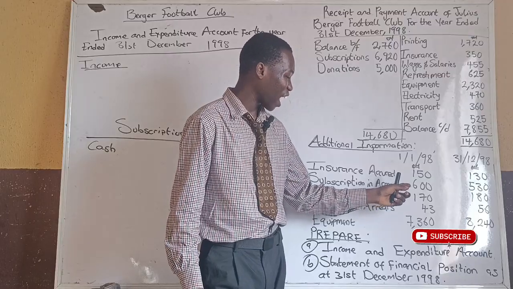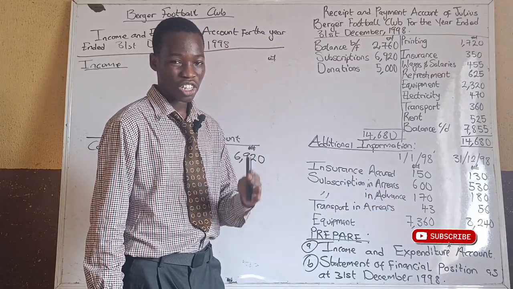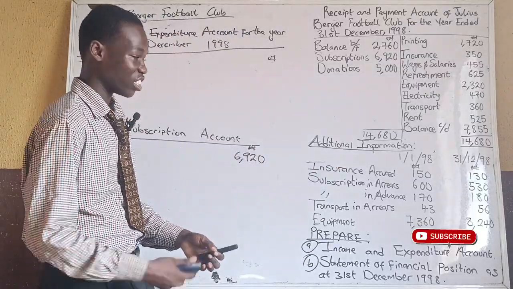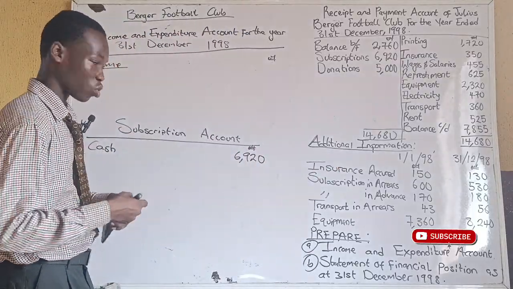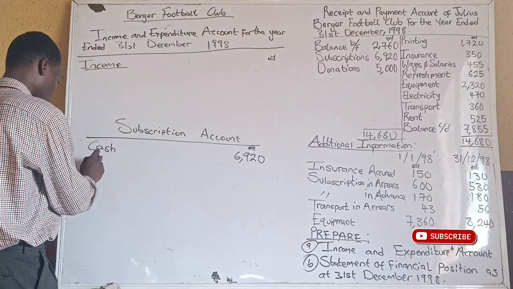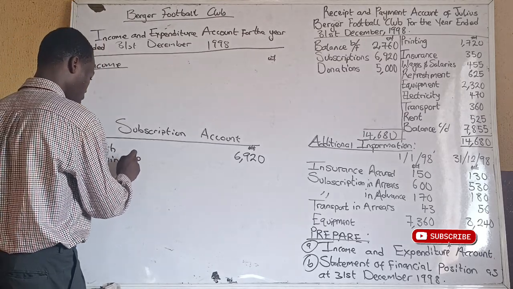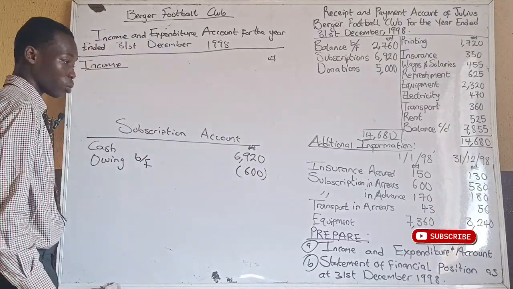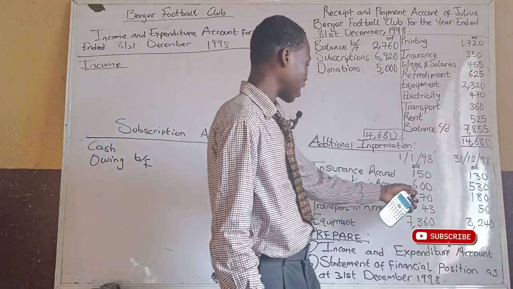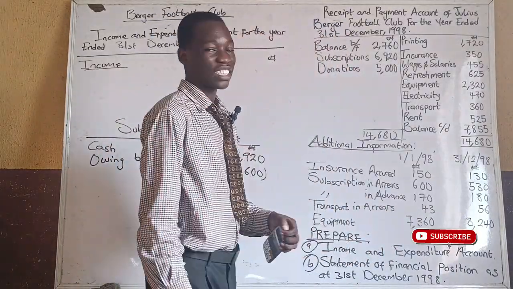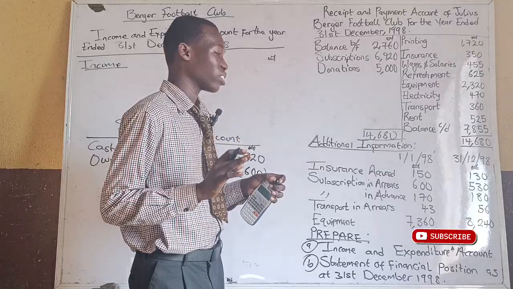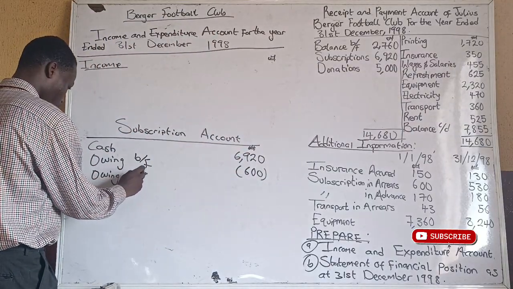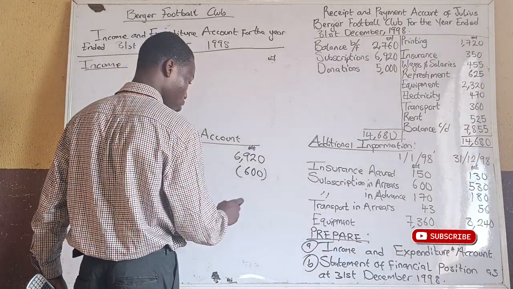So subscription in arrears at the beginning is not the amount you are owing for that year, it's the amount the members are owing for last year which was brought forward to the current year. Therefore, since it's not for that year, you are going to subtract it, brought forward, which is 600. Anything that is not for the year, you subtract. Now, subscription in arrears at the end, 530. At the end, it simply means that during the year, we are going to add it owing, which is 530.